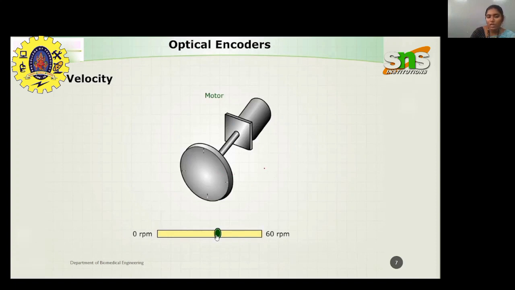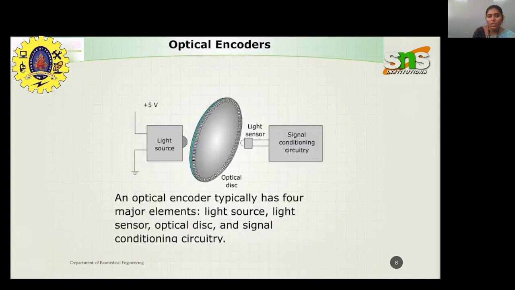Similarly, for linear velocity, an example is an escalator. An escalator moves slowly at a particular velocity from one place to another in a linear arrangement. That is the example for a linear mechanism. So optical encoders provide information about velocity, speed, and direction of any motion control system.